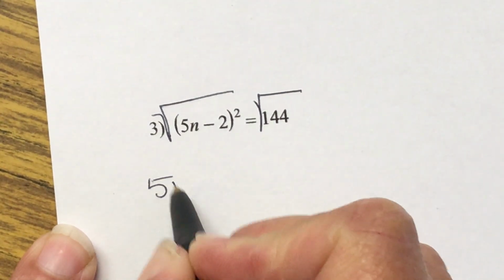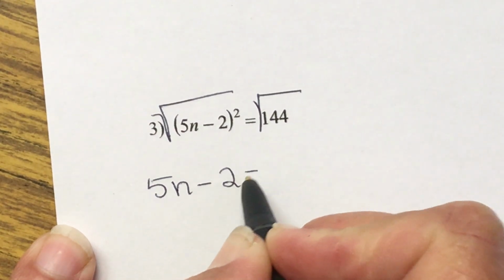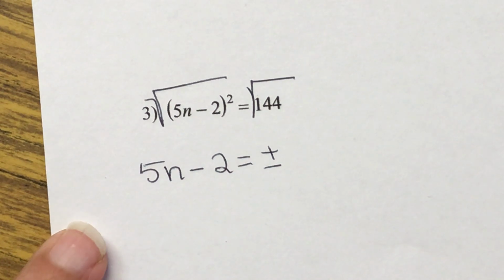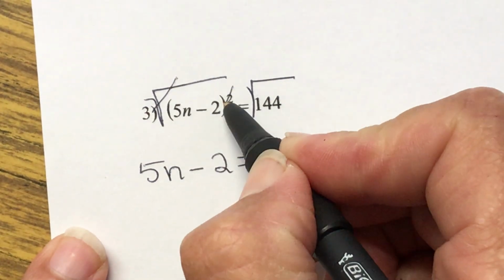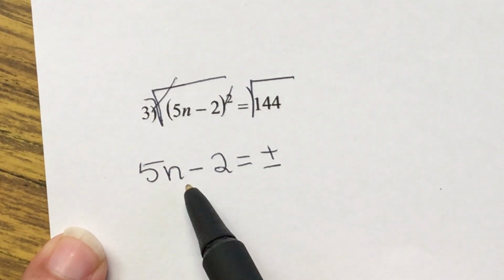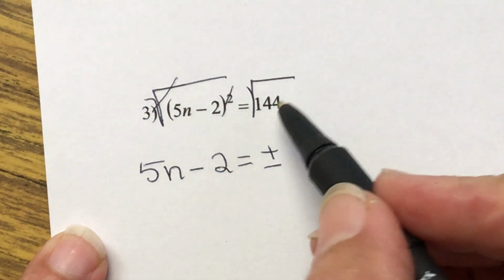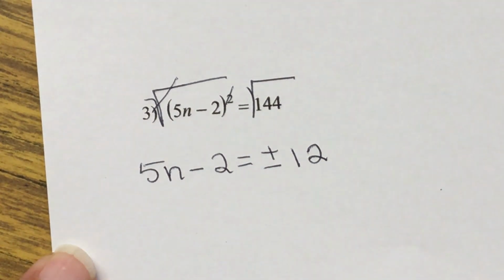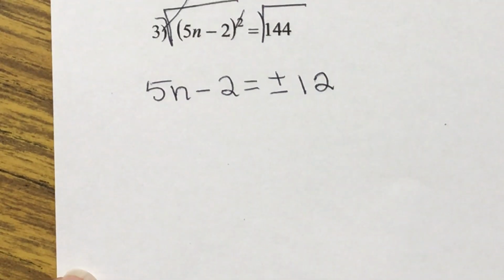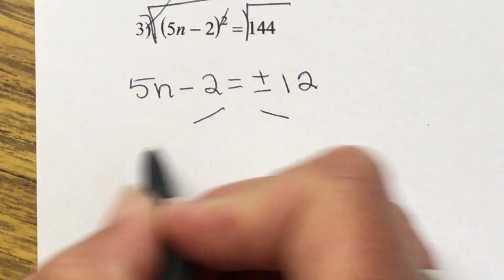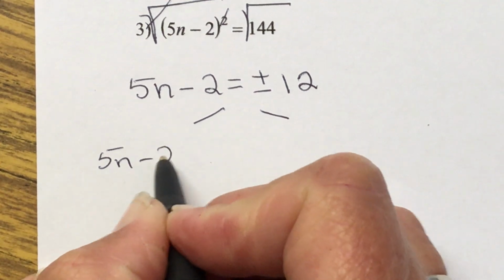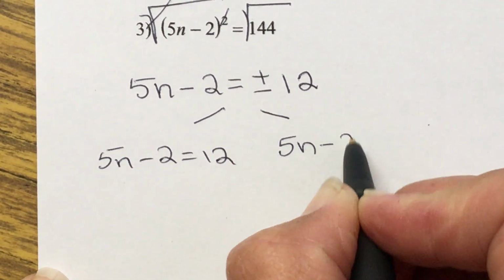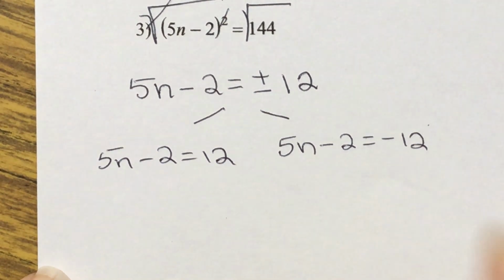I'm going to have 5n minus 2 equals plus or minus, I need to take the square root of 144. So the square root of a square is just what was inside, so that's what we have left. And the square root of 144, well, that is a perfect square. It is 12. And now we separate that into 2 equations and we solve. We have 5n minus 2 equals positive 12. We have 5n minus 2 equals negative 12.